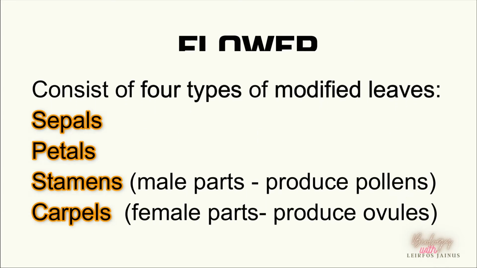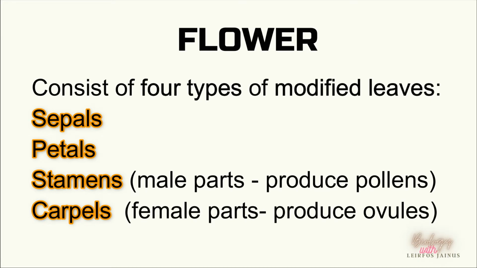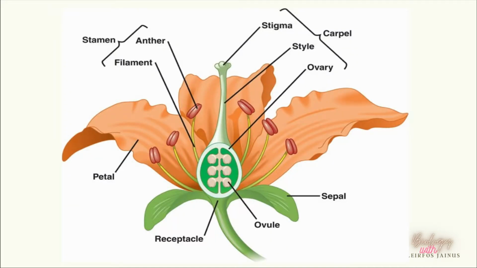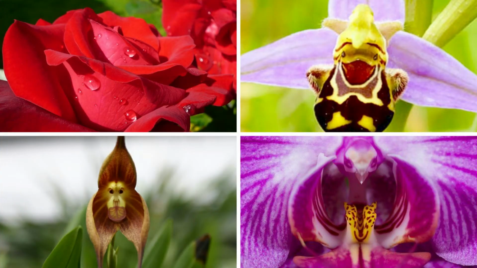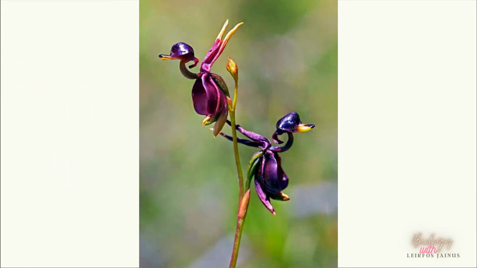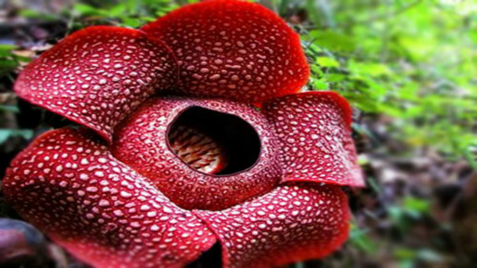The flower consists of 4 types of modified leaves: the sepals, petals, stamens, and carpels. Next is the exhibition of a few diagrams of beautiful and colorful flowers designed to attract pollinators. We have this unique flower that is appealing, and a huge flower like this Rafflesia that deserves our attention.